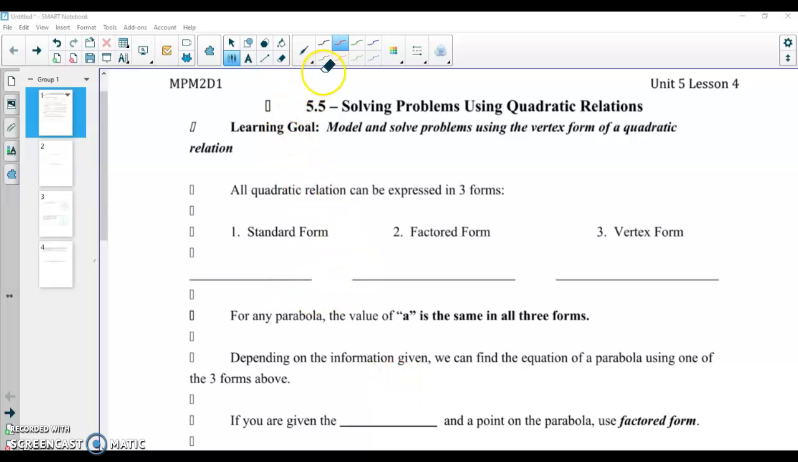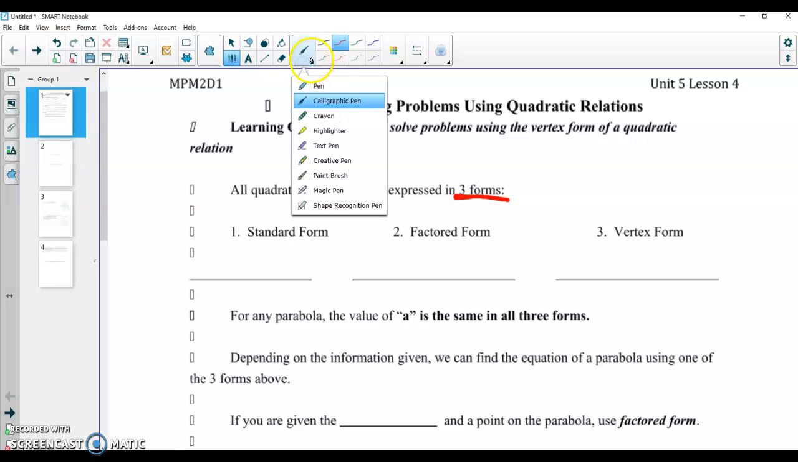So this video is going to be a bit of a summary of Chapter 5. We're going to take a look at the different forms, do a few problems together just to reiterate the most important points. Remember that the quadratic relations or the parabolas can be expressed in 3 different forms that we've studied so far.